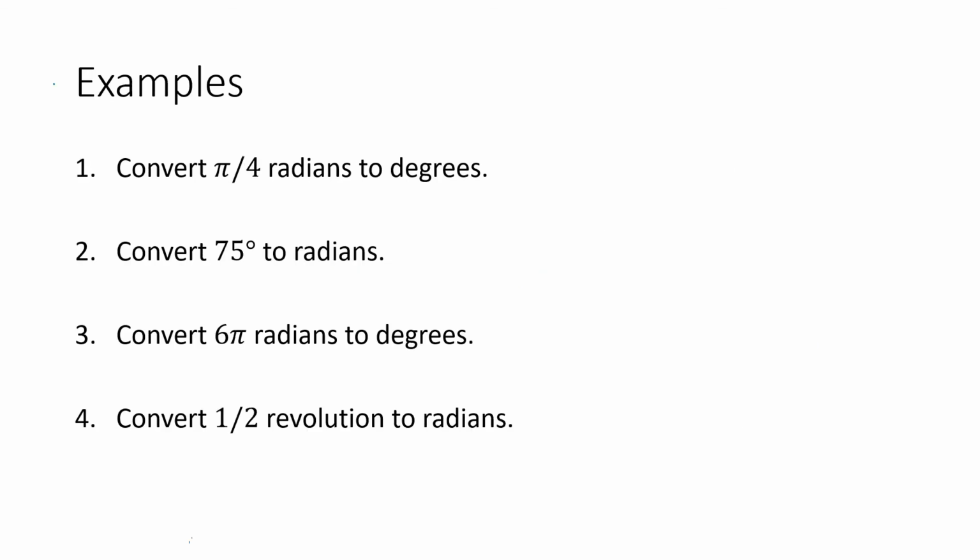All right, let's work through some sample problems where we convert between radians, degrees, and revolutions. For this first one, we're being asked to convert pi over 4 radians to degrees. What we learned on the previous slide is that 1 radian is equal to 180 divided by pi degrees. So if we have pi over 4 radians, all we're doing is multiplying both sides of that equation by pi over 4.